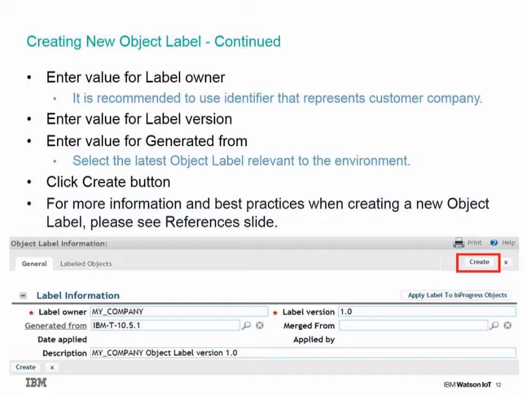Enter the parent label. This is the current relevant label on the environment. For example, if the environment is at TRIRIGA 10.5.1, then this field should be the object label IBM-T:10.5.1. Click the Create button. And once again, for more information and best practices around object labels, please see the link in the references slide of this presentation.